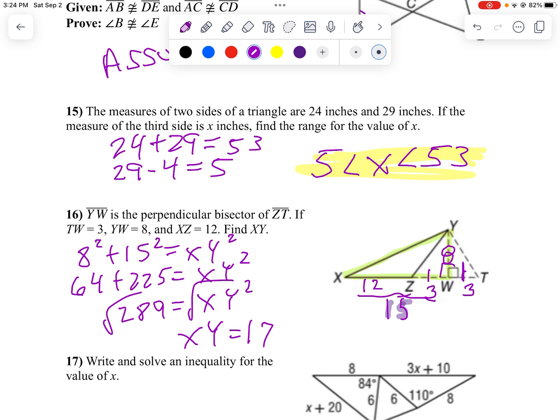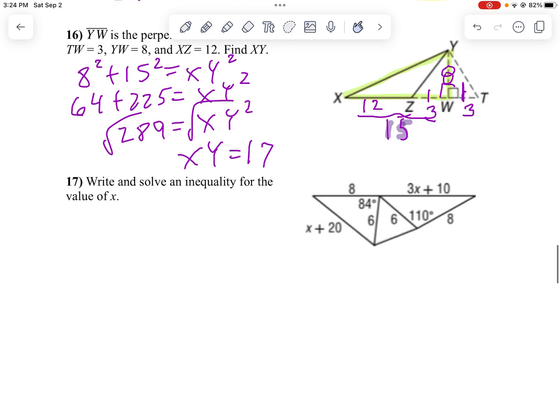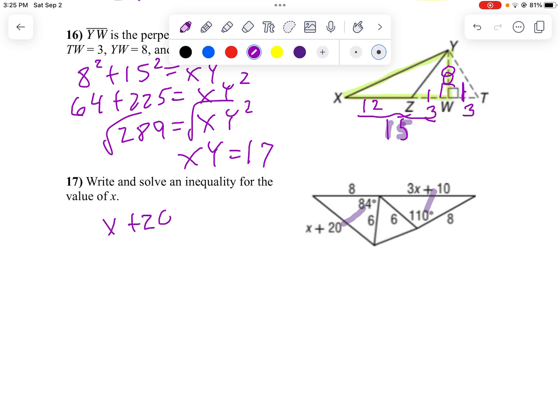Here we have another hinge problem on number 17. Notice we've got these sides the same with the 6's in them and with the 8's in them. And then I look at my angles, or my sides, with x plus 20. And let me shoot that across. So x plus 20 is across from 84 degrees. 3x plus 10 is across from 110. So I know x plus 20 must be less than 3x plus 10.